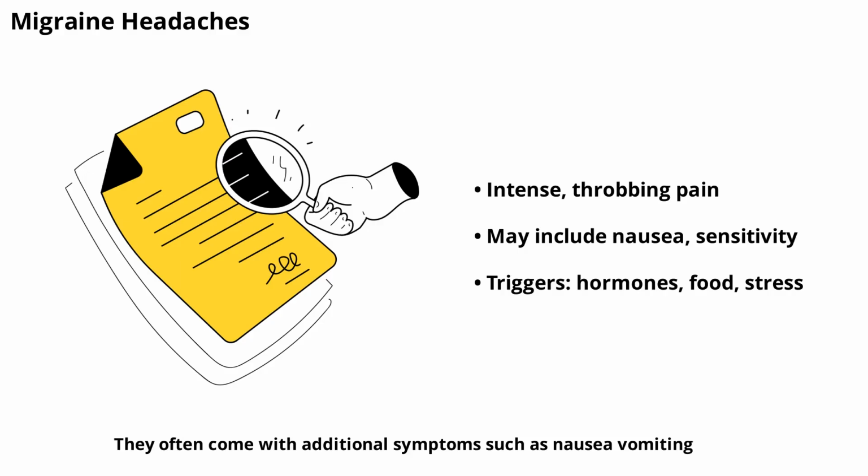They often come with additional symptoms such as nausea, vomiting, and sensitivity to light or sound. Migraines can be triggered by hormonal changes, certain foods, stress, or environmental factors. Some people experience warning signs, known as aura, before the headache begins. Migraines can significantly impact daily life, making effective management crucial.